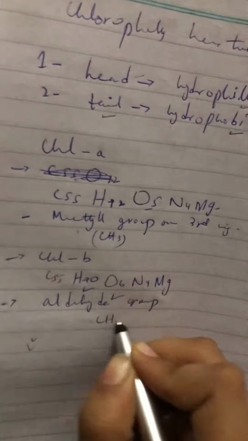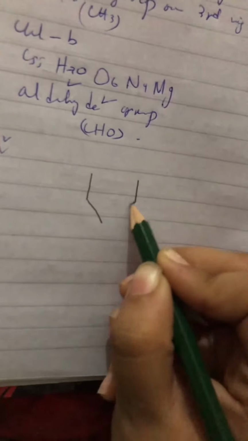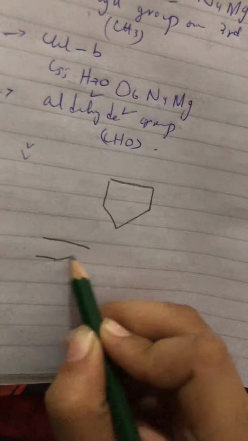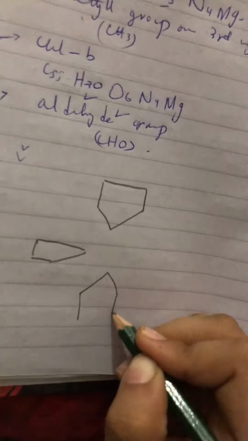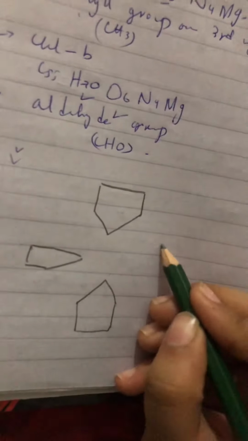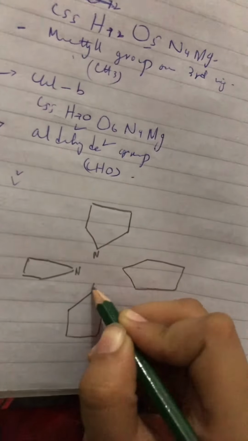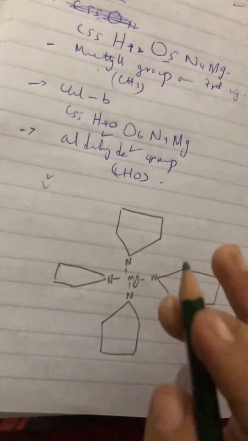Now we'll discuss the structure of the chlorophyll. You can see here, in the structure of the chlorophyll we have 4 rings. These are the 4 rings, right? Now in the center we have nitrogen, and in the middle we have magnesium, right?